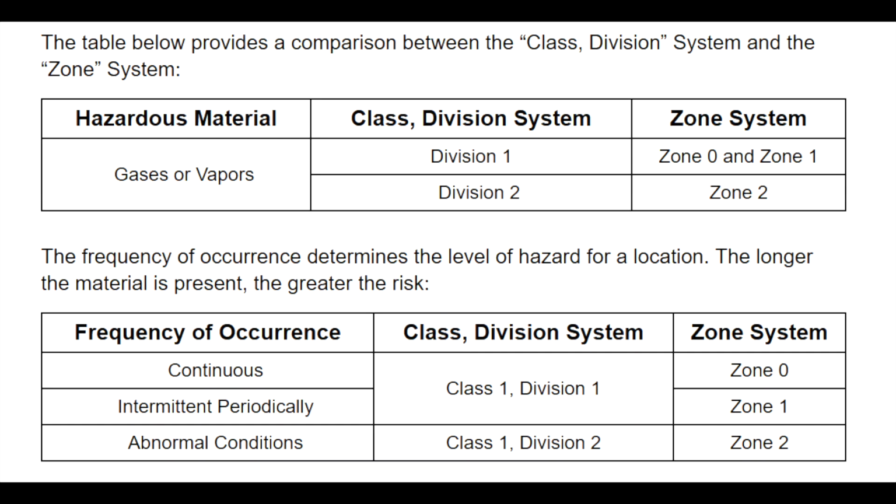Lastly, you can see this graphic here. This is a table comparing them. If you're dealing with hazardous material, gases, or vapors, it's showing you the different divisions within the class and different zone systems. Also, the frequency of occurrence is what plays into some of this classification, and it shows that here in the chart.